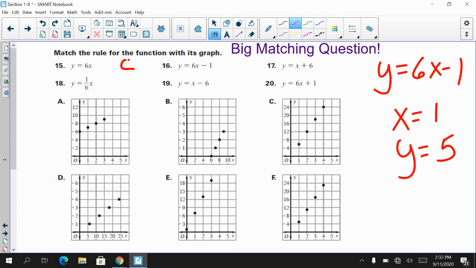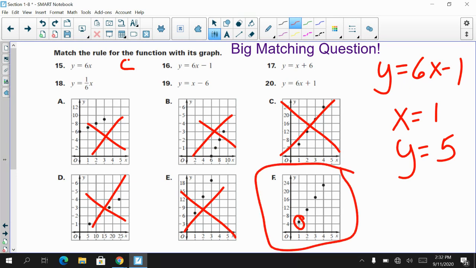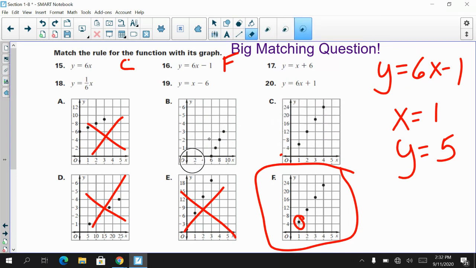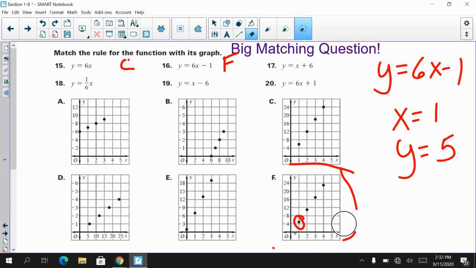So which one? We know C is already taken. So where is 1, 5? Well, it looks like that could be 1, 5. Not that one, not that one, not that one, not that one. So 1, 5, there's only one graph that makes sense. So for 16, I would have the letter F. You can go through and do the same thing for every one of these graphs.